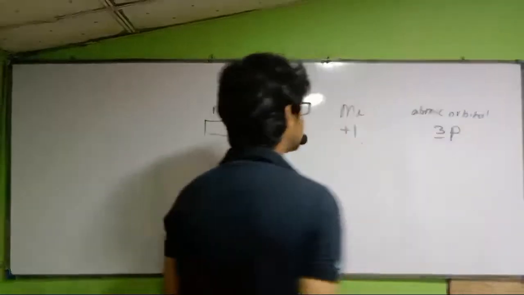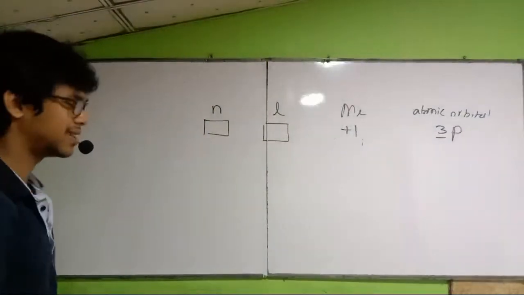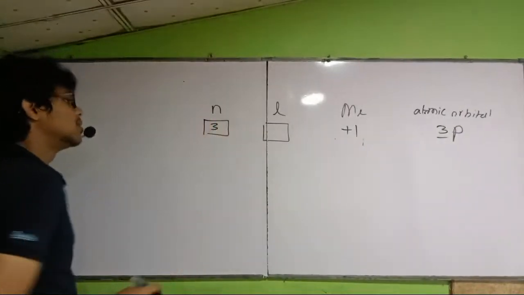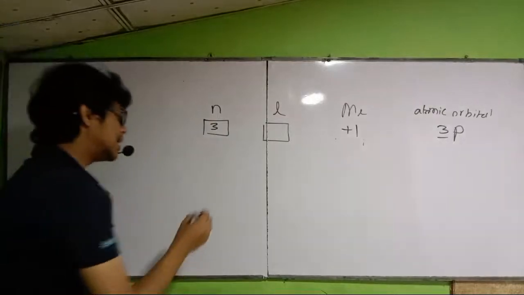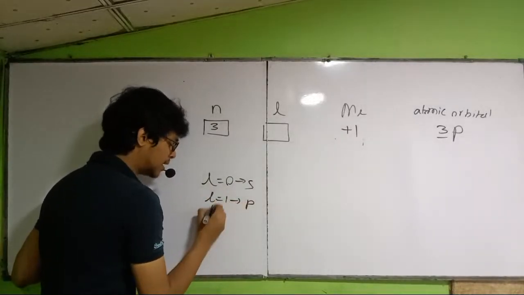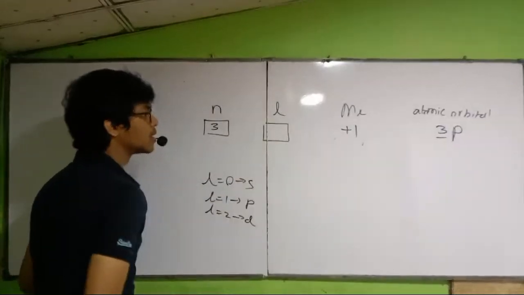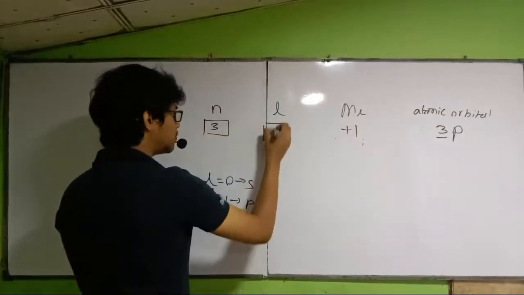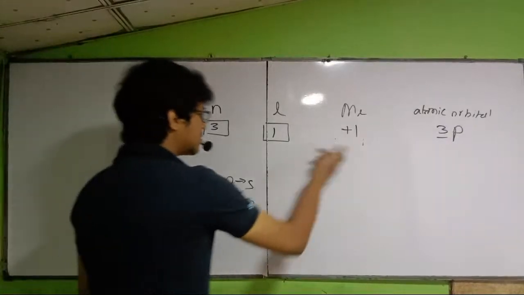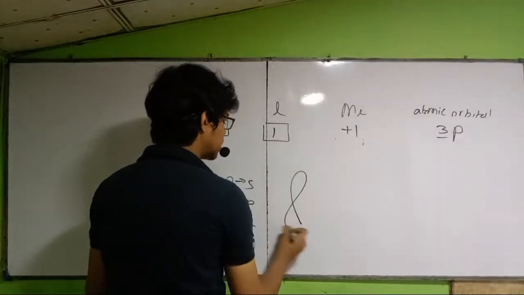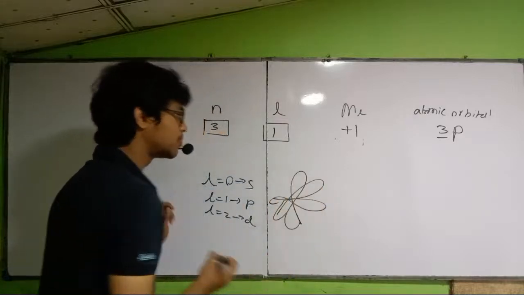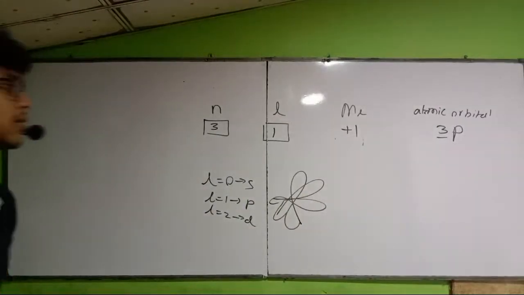People, this 3 means what? Energy level 3, 3p means it belongs to the third energy level. I told you when L equals 0, it means an s orbital. L equal 1 means p orbital. L equal 2 means d orbital. So p orbital means L equal 1, right? And there are 3 p orbitals, px, pz, py. Px, pz, and there's another one going out of the plane like this.